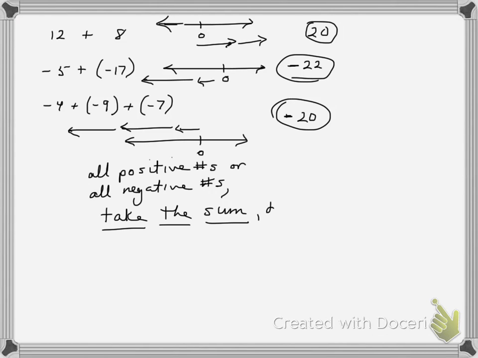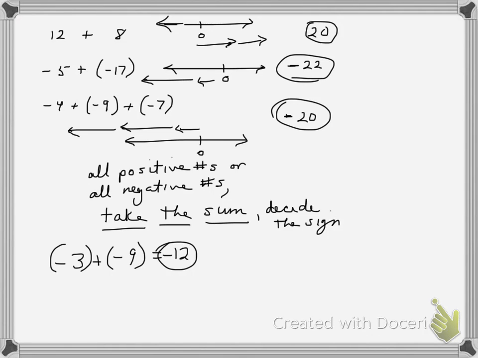And then decide the sign. This is just one more way of looking at it. So again, here, if I have -3 plus -9, they're going in the same direction. So I take the sum. They have the same sign. They're going in the same direction. The sum of 9 and 3 is 12, and the sign would be negative.